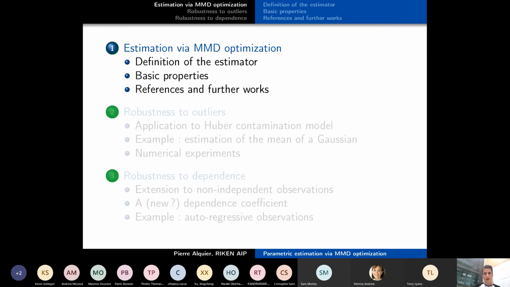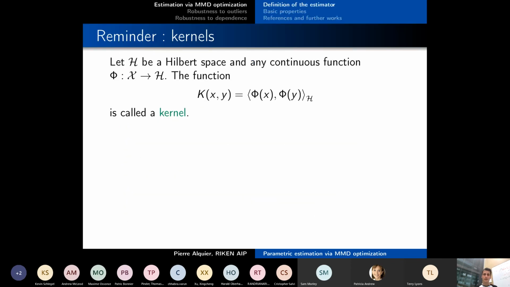Okay, so I'll just explain briefly the construction of the estimator, but you will see that the idea is simple. It's just based on kernel methods. So I assume that you take a continuous function phi from the space X to a Hilbert space, and then you build K of x, y as the scalar product between phi of x and phi of y.